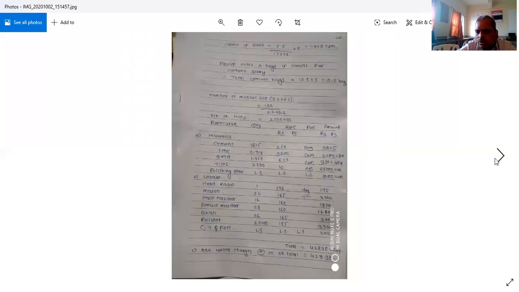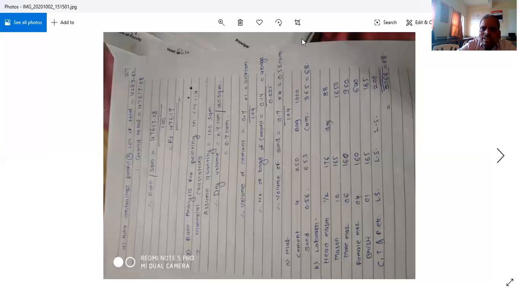Making the table in this manner, just go on following this procedure, you will never make any mistake.